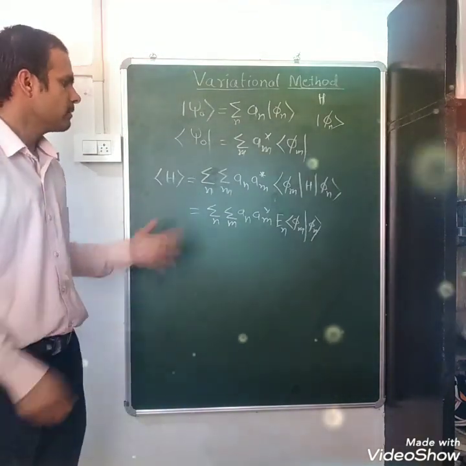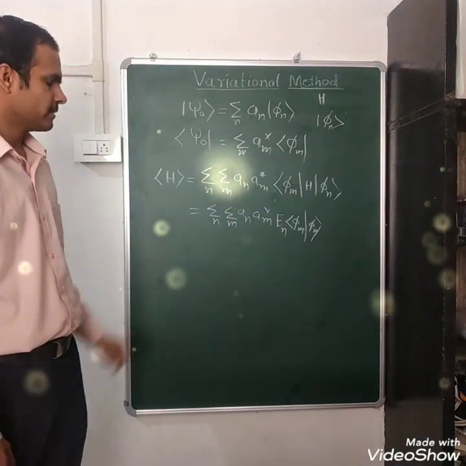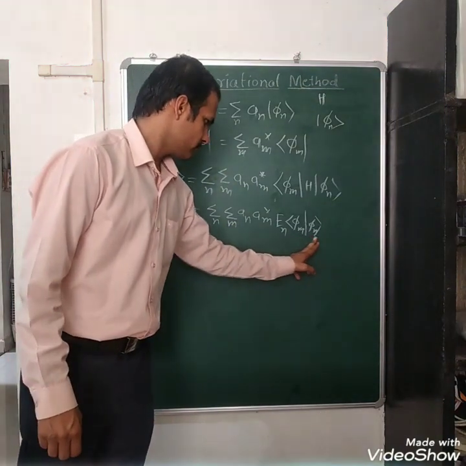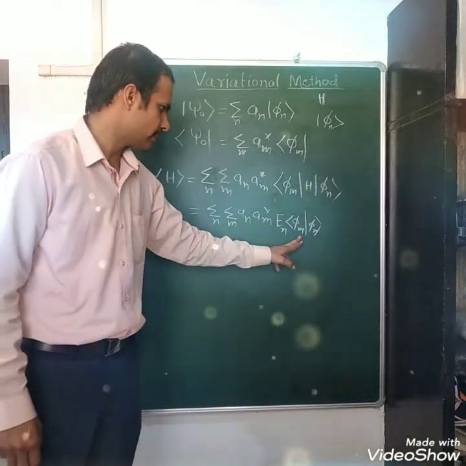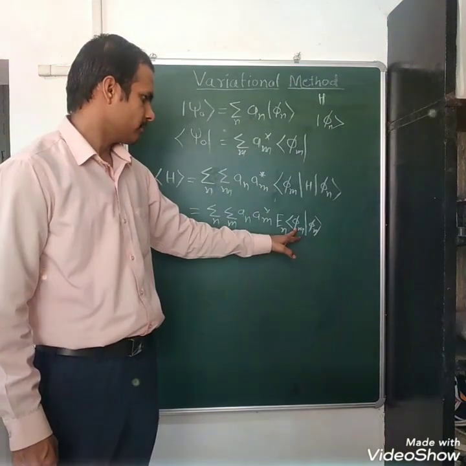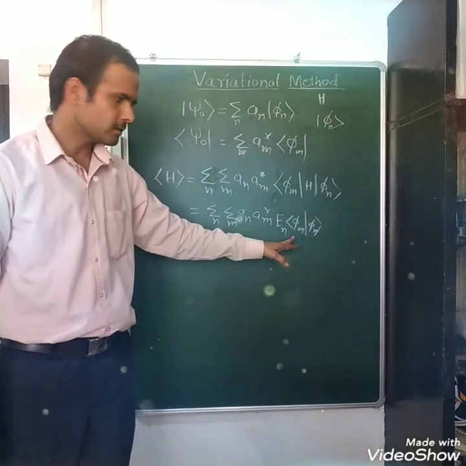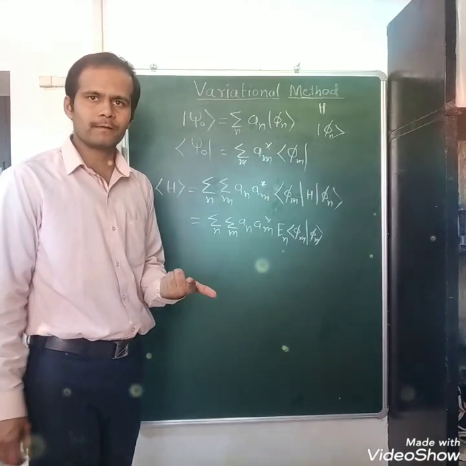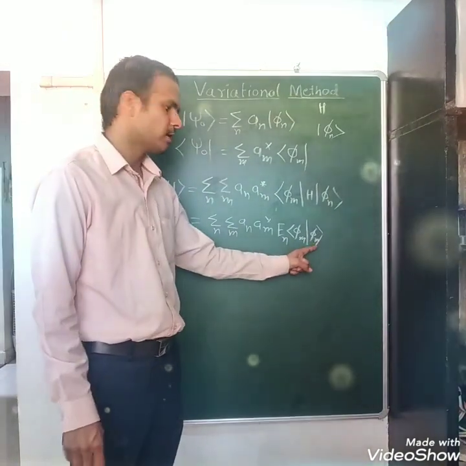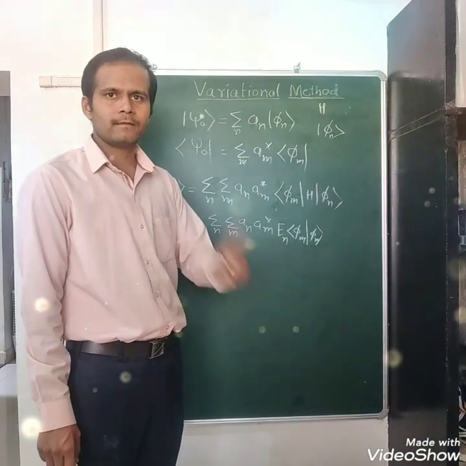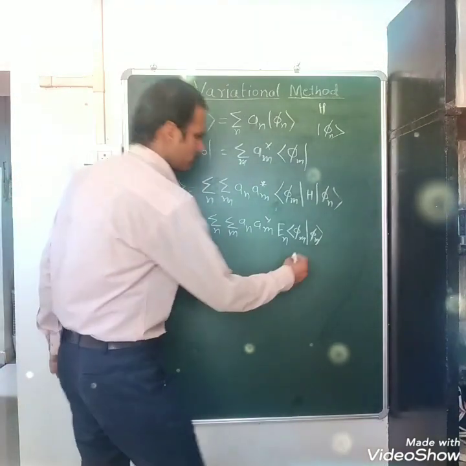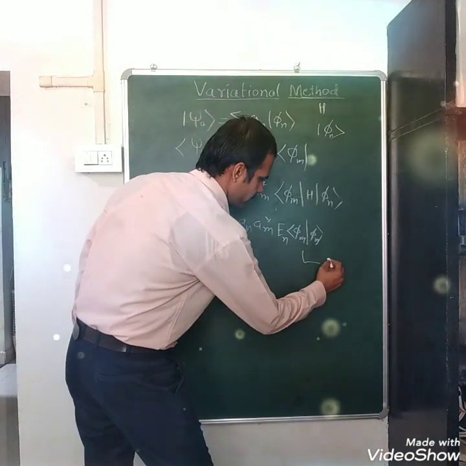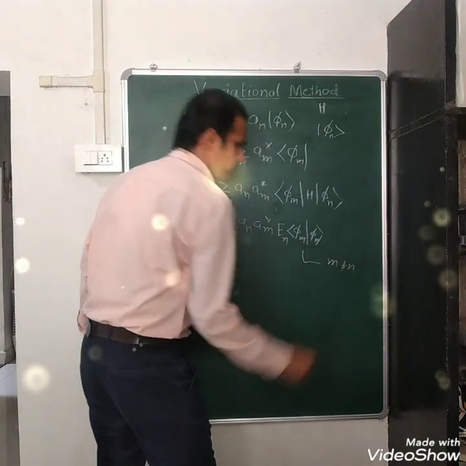Now if we go to the next step, here we can see this is the Kronecker delta. We can say it is the inner product: when m is equal to n, the inner product becomes 1, and when m is not equal to n, the inner product becomes 0. So this term will vanish when m is not equal to n.